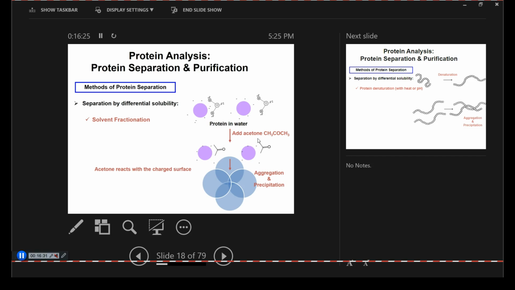So they prefer to bind to each other than to the acetone? At that point, the hydrophobic interactions between the residues become strong. Yeah. Good, very good.